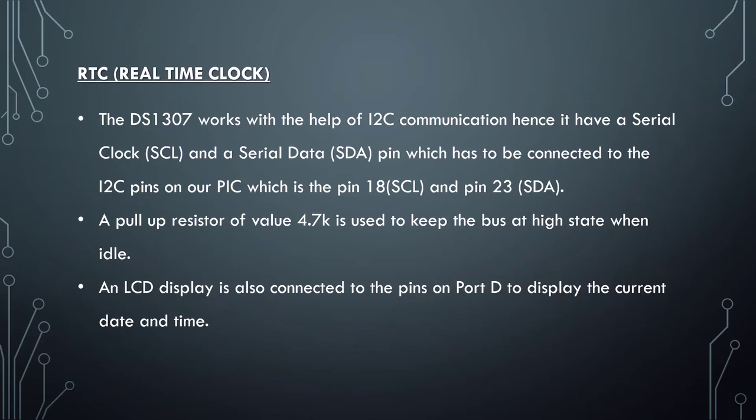So what does the real-time clock usually do? The real-time clock is usually used to give us the current time in embedded systems. The LCD display can be connected to the pins on port D to display the current date and time, which can be used to make a live interaction between the embedded system and the current world. So we have the real-time clock integrated with the LCD, which enables us to read the current date and time.